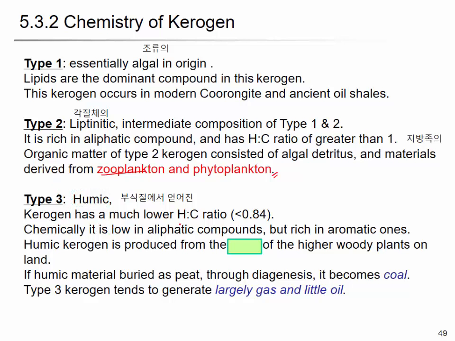Humic kerogen has a much lower H/C ratio, and chemically it's rich in aromatics. Humic kerogen is produced from the lignin of higher woody plants on land. If humic material is buried as peat, through diagenesis it becomes coal. So lignin and humic kerogen become coal. And type 3 kerogen tends to generate largely gas and a little oil.